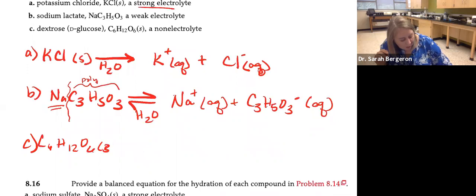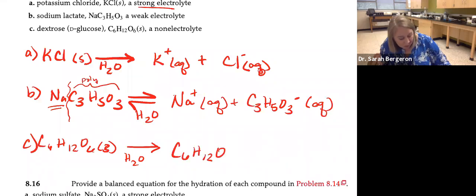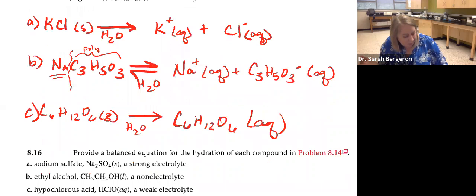That is a solid. And what's going to happen? It's a non-electrolyte, but it has hydrogens bound to oxygens, and so it's going to interact with water through hydrogen bonding. So it's going to be soluble. So it's going to dissolve, but it is not going to form ions. So that's C6H12O6, and this is aqueous. Okay, so it did not form ions, therefore it is a non-electrolyte.